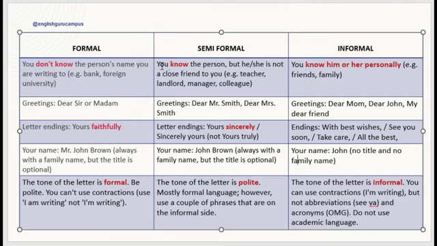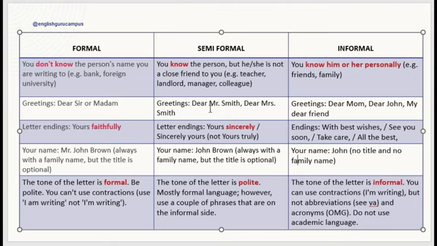Then when it comes to semi-formal letters, you know the person, but he or she is not a close friend to you, for example your teacher. For example, you need a reference letter for something, and you write to your teacher asking for a reference letter from her. That will be a semi-formal letter. Or if you're writing to your landlord, that will also be a semi-formal letter. Then manager or colleague. It depends on the scenario why you are writing this letter.